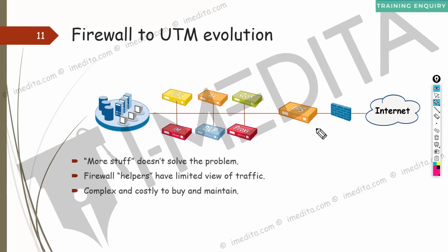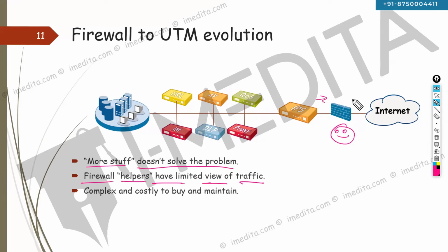So when we use multiple devices, Palo Alto is saying, okay, we used more stuff here. More stuff doesn't solve the problem. Another problem, if you are a firewall engineer, firewalls have a limited view of the traffic. When the traffic arrives here, you can only see the traffic, but you have no idea what is happening beyond or before your firewall. And if we have multiple devices, these devices are complex and costly to buy and maintain.